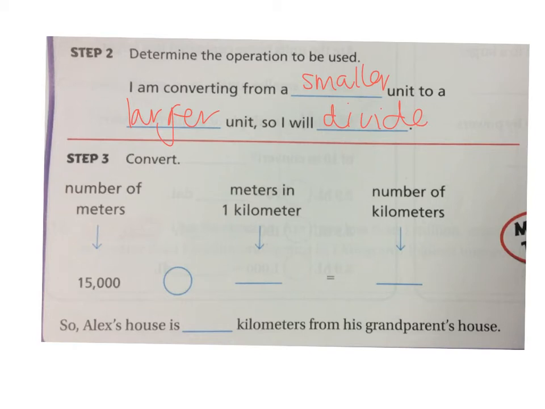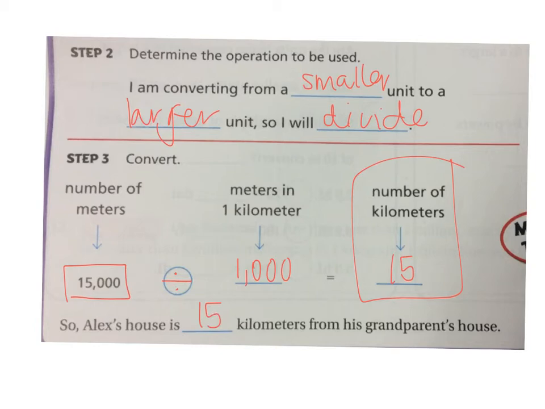So therefore, we can move on to step 3, which is to convert. We know that, once again, that we have 15,000 meters. We need to divide that by the number of meters in 1 kilometer, which, as we've looked at the chart, and we saw that was 10 to the power of 3, because it was 3 spots away. That's 1,000 meters in 1 kilometer. So when we do 15,000 divided by 1,000, we get 15. And that number is the number of kilometers. So Alex's house is 15 kilometers from his grandparents' house.